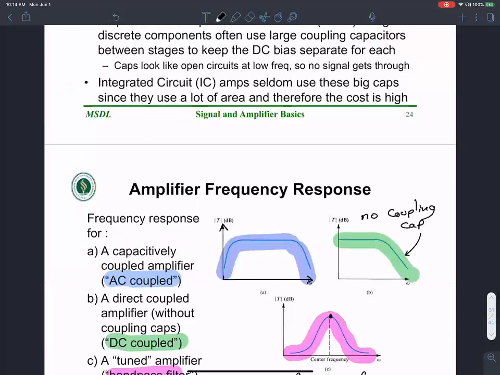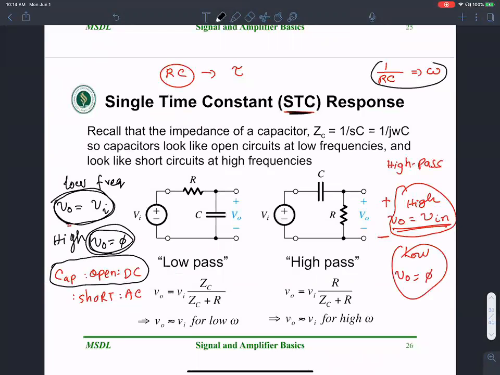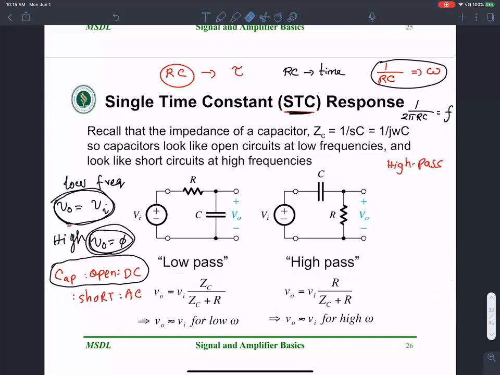Okay, so we looked at single time constant, and I mentioned that this value, the product of RC, has units of time. So 1 over RC will give you an omega, and 1 over 2 pi RC will give you frequency. Based on that, I have high pass or low pass circuits.